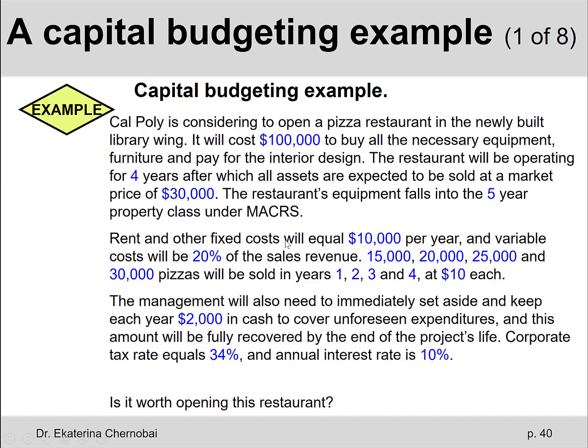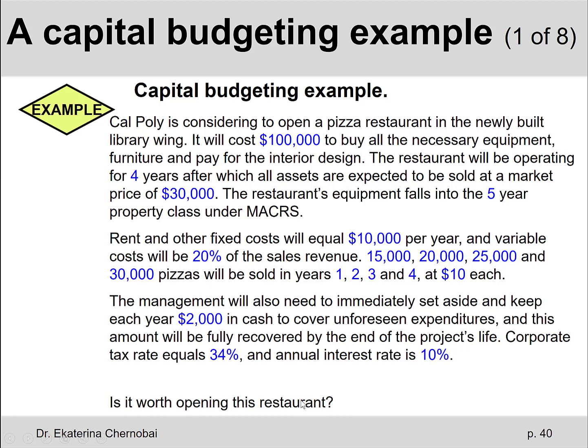Rent and other fixed costs will equal $10,000 per year, and variable costs will be 20% of the sales revenue. 15,000, 20,000, 25,000, and 30,000 pizzas will be sold in years 1, 2, 3, and 4 at $10 each. The management will also need to immediately set aside and keep each year $2,000 in cash to cover unforeseen expenditures, and this amount will be fully recovered by the end of the project's life. Corporate tax rate equals 34%, and annual interest rate is 10%.